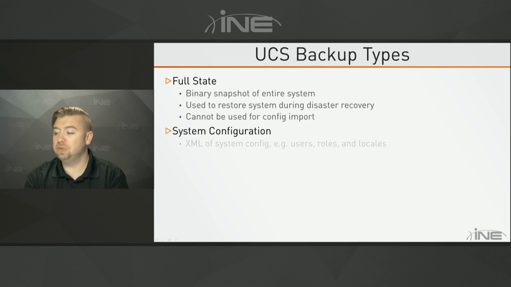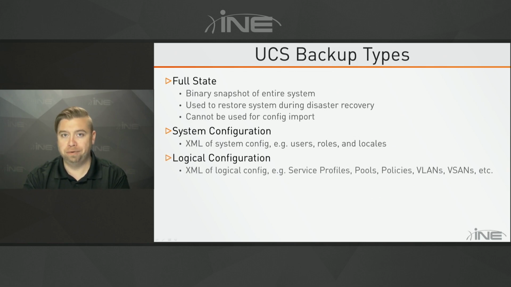As opposed to that, system configuration is what you would think of as the actual config of the system. So the usernames, the organizations, and the locales, in the case of multi-tenancy, are going to be under the system config. Logical configuration is anything that is service profile related, and also the LAN and SAN connectivity. So what VLANs we have, maybe disjoint layer 2 in terms of VLAN membership, VLAN groups, all the SAN config, the virtual HBAs, the vSANs, the pinning, etc.